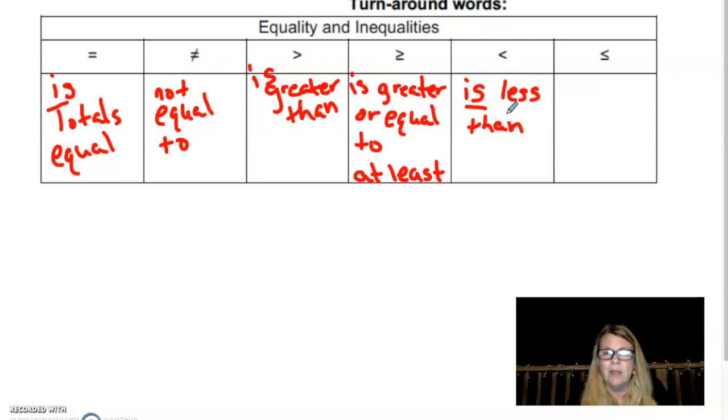So is less than would mean that we are going to use the inequality symbol. It's comparing two things. And then our last one here is the less than or equal to, and we have to have the word is in front of it. Very important. Is less than or equal to.